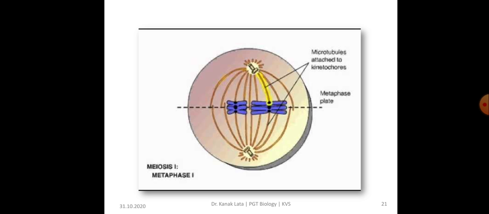The figure shows metaphase 1 of meiosis 1. You can see here the metaphase plate on which the chromosomes are arranged, and also you can observe the microtubules attached to the kinetochore or centromere.